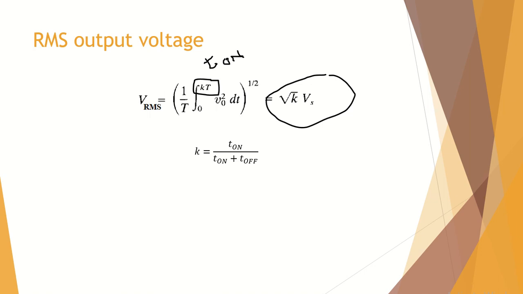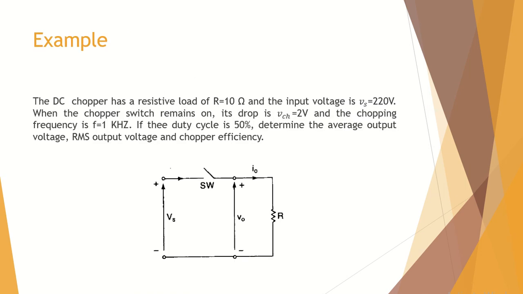Now let's move towards a small question. Please, I say it again, please have some page or register and please write this on your own and solve this question on your own. The DC chopper has a resistive load of 10 ohm and the input voltage is 220 volt. When the chopper switch remains on, its drop is VCH 2 volts. This is the voltage drop of the switch and the chopping frequency is 1 kilohertz.